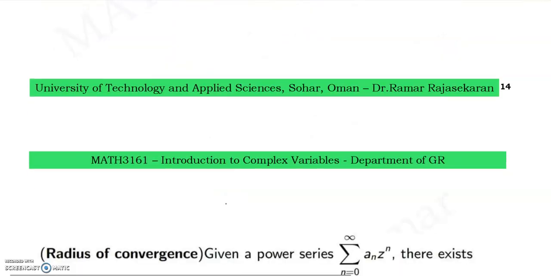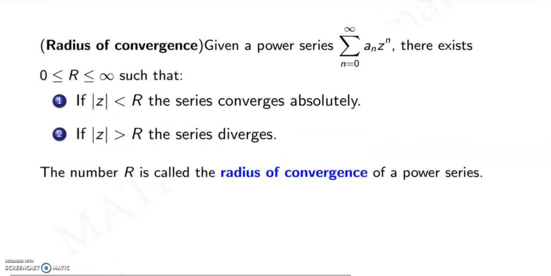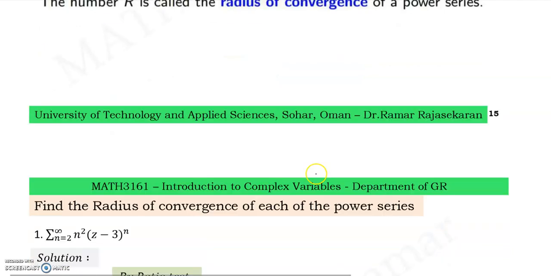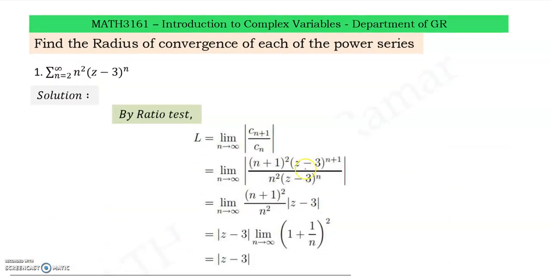That's it. Now we see what the radius of convergence is. This is a given power series. If mod z is less than r, then it converges absolutely. If mod z is greater than r, then the series diverges. This number r is called the radius of convergence. We can see a few examples. Find the radius of convergence of each of the power series. Now this is the first one.